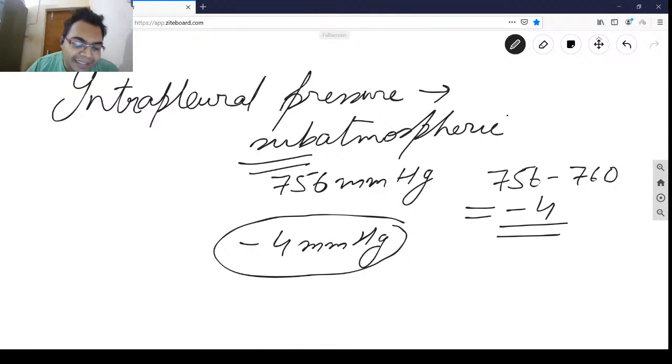Now why is intrapleural pressure subatmospheric? That is the question. Two things I'll tell you. Number one is the transpulmonary pressure. Transpulmonary pressure is a topic in pulmonary physiology that has both a traditional definition and a more modern and alternative definition. So we'll just get down to the cellular definition of TPP, transpulmonary pressure.